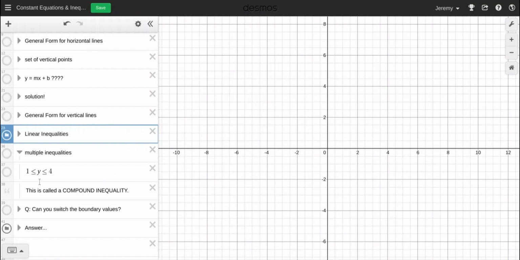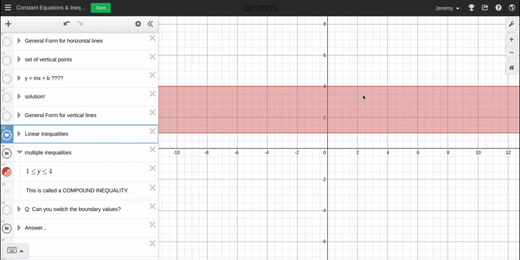And this is y. So it doesn't matter what the x is, as long as the y is in between 1 and 4. So y equals 1 is here, y equals 4 is here. And so basically any point in this strip with a boundary line of 1 and 4 will be a solution. And this is called a compound inequality.